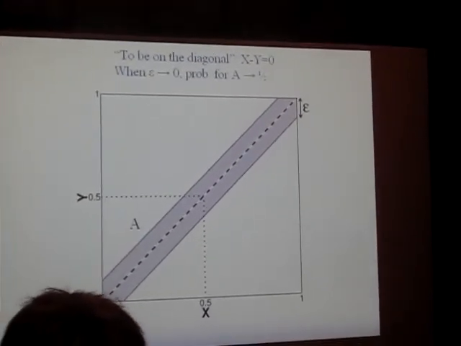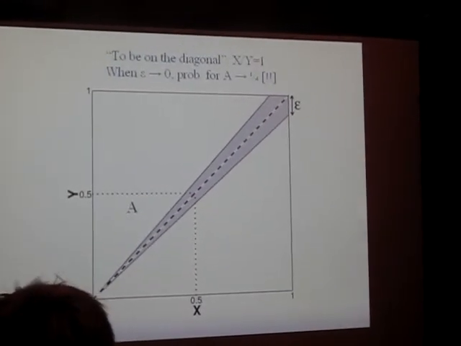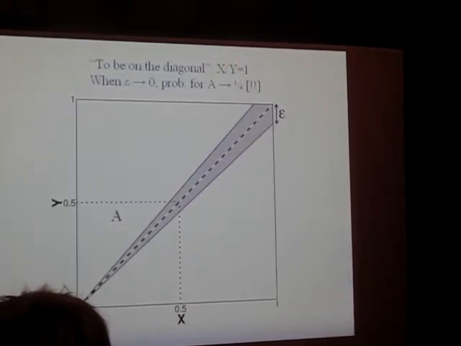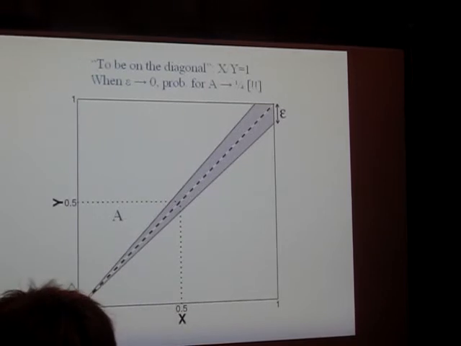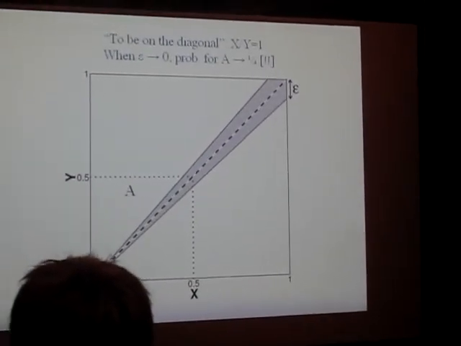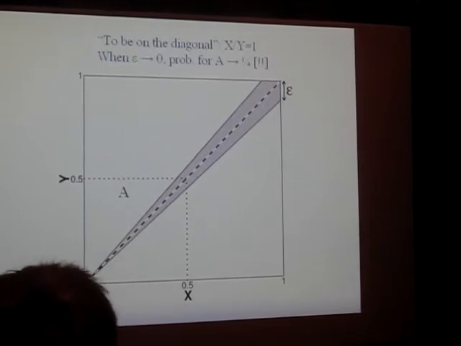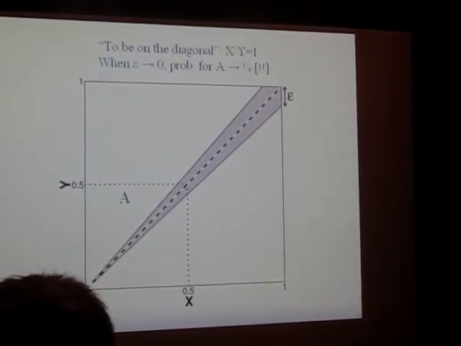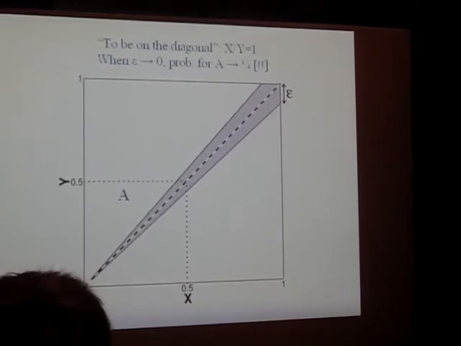But there's a different way of doing it. You can say x divided by y equals 1. That's what it means to be on the diagonal. And then, if you let epsilon go to 0, the probability of being in A is 1/4, which is counterintuitive. But it's not wrong. It's just an alternative answer.